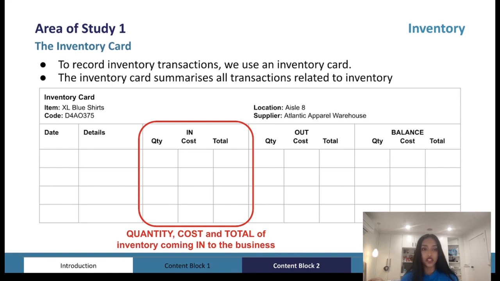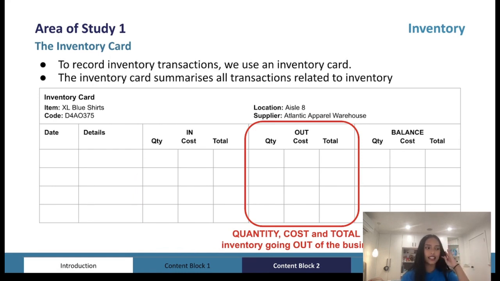For example, with a purchase of inventory, let's say we're purchasing 5 extra large blue shirts. Each shirt costs $10, and so the total is $50. So you would do quantity 5, cost $10, total $50. I don't remember exactly what I said, but you get the point. It's quantity, cost per item, and total cost for all of the items.